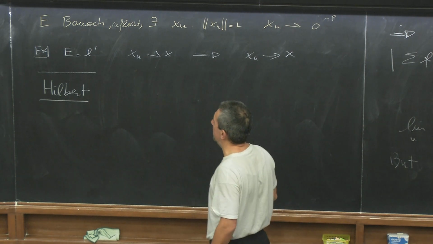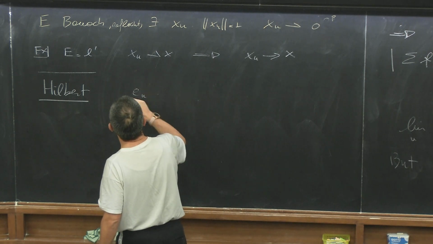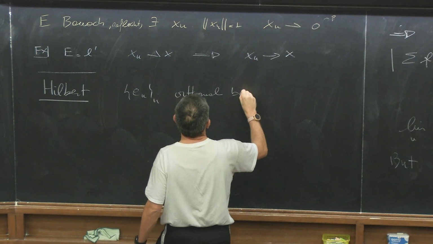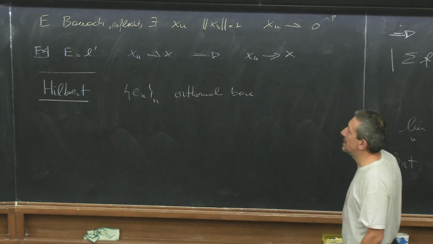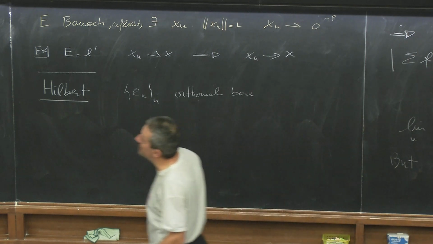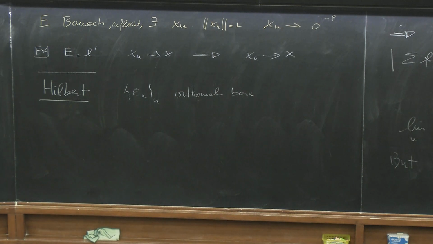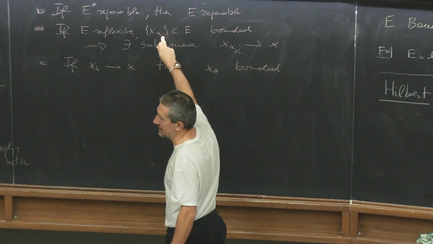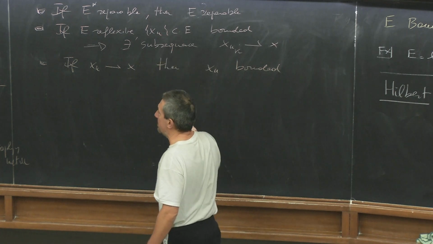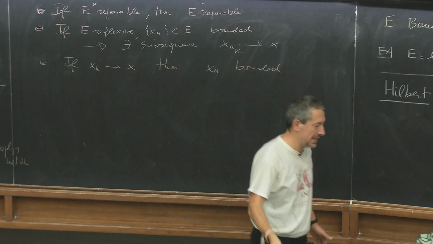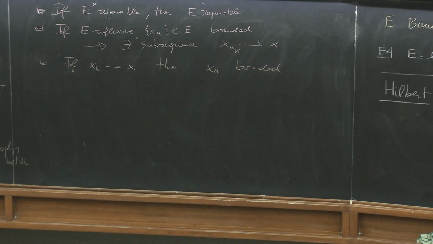Okay, so let's see for the Hilbert. For the Hilbert, you take an orthonormal basis. But Hilbert plus separable? You don't need it. Because then we are going to use the following thing: if you take a sequence and it's bounded, there exists a sequence which converges, simply because you restrict to the space generated by these vectors, which is separable, and a closed subset of a separable space is separable. So this was one of the theorems.